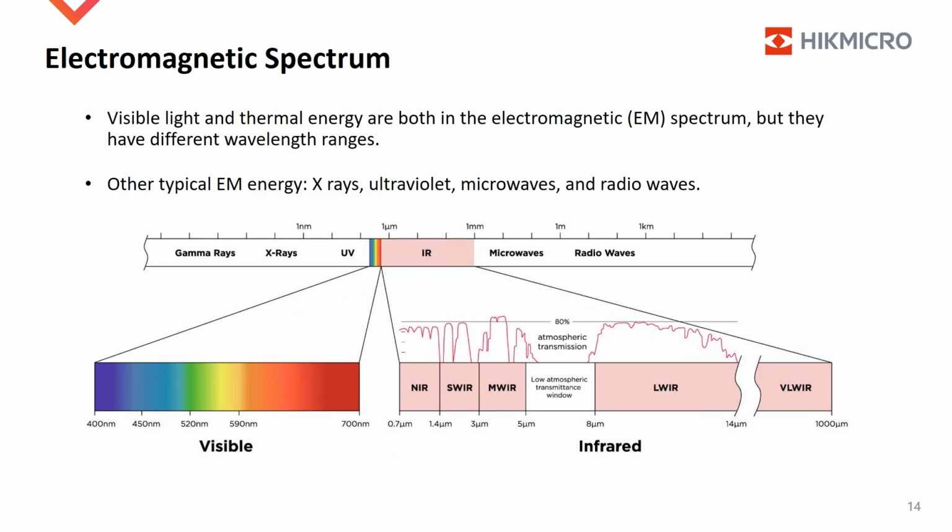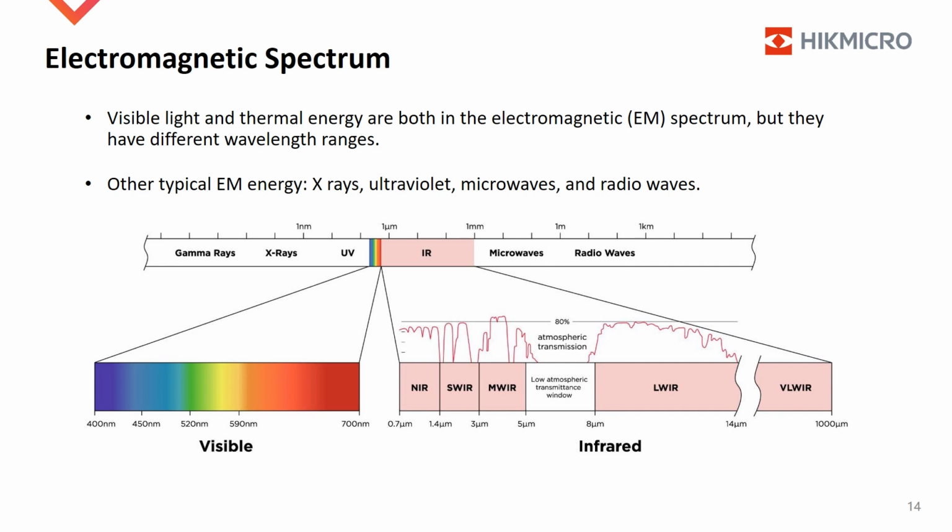Let's have a look at the electromagnetic spectrum. Visible light and thermal energy are both in the electromagnetic spectrum, but they have different wavelength ranges. Other typical EM energy forms are X-rays, ultraviolet, microwaves, and radio waves.